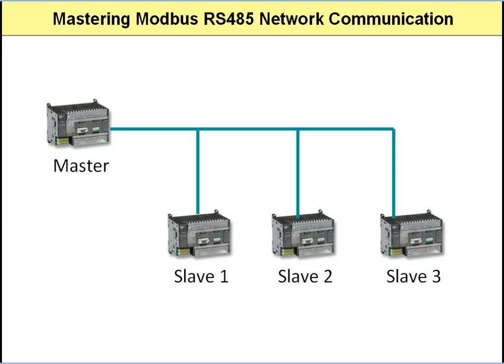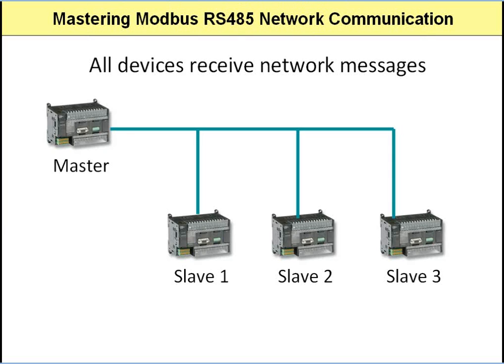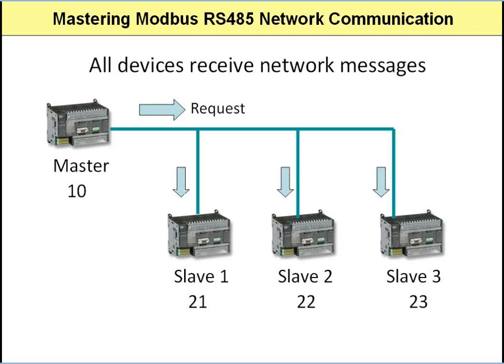So let's say that the master PLC in our example wants to send a request for a data value to slave 2, shown here. So it needs to send a request message to slave 2, and then slave 2 will respond with the data value. So we have used the necessary programming software and have set the Modbus unit IDs of all of the devices on the network. The unit ID of the master is 10. The slaves are 21, 22, and 23. When the master sends the request message out onto the network, all of the slaves receive it.